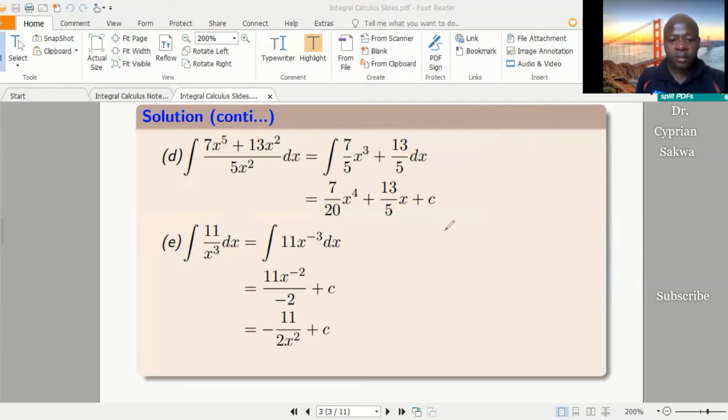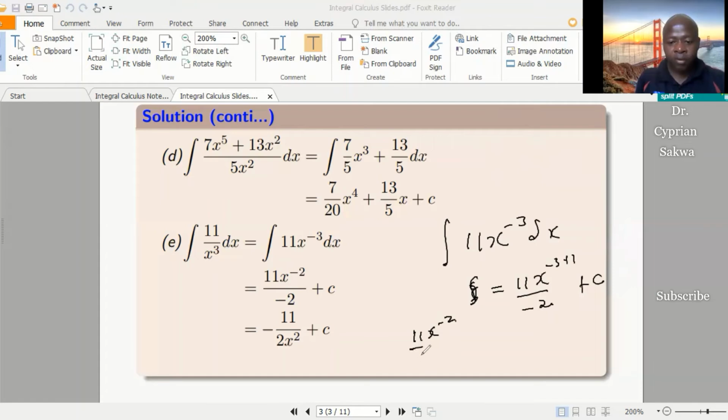I have to divide. So that is the same as 11 x raised to negative 3 dx. And so when you add 1 to the power, you'll have 11 x raised to negative 3 plus 1. And this gives you negative 2. So you divide by that negative 2 and then add a constant of integration. And so that gives you 11x raised to negative 2 over negative 2 plus constant of integration.